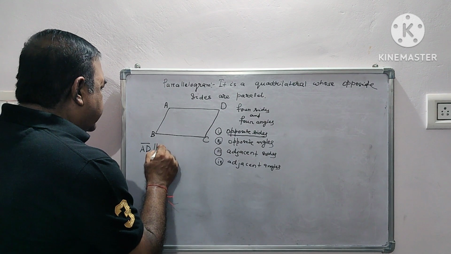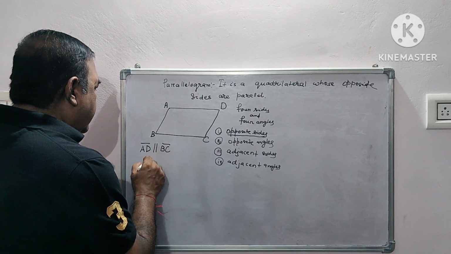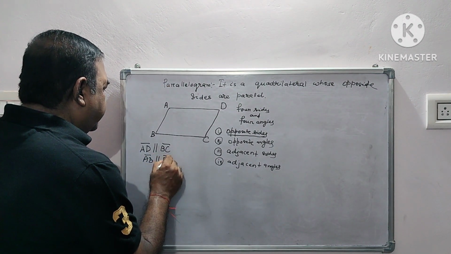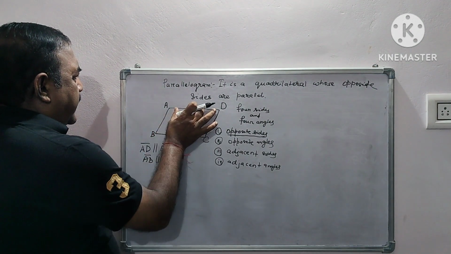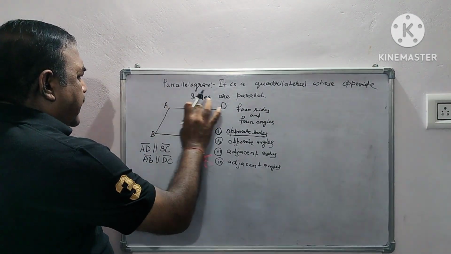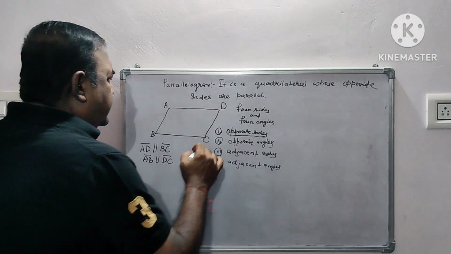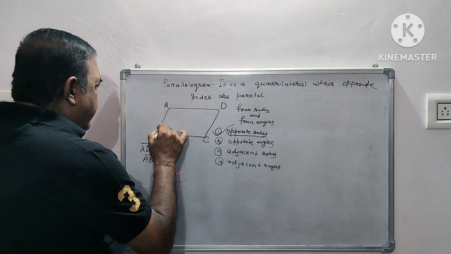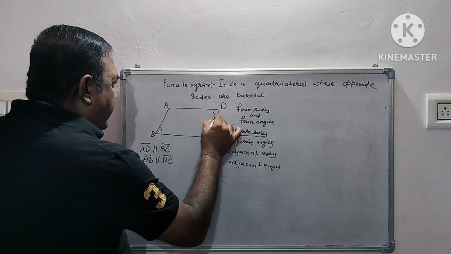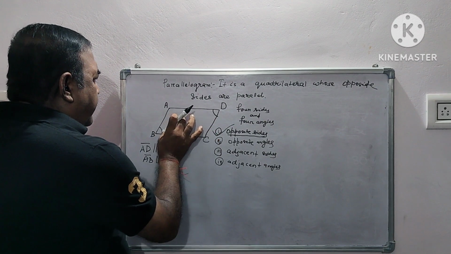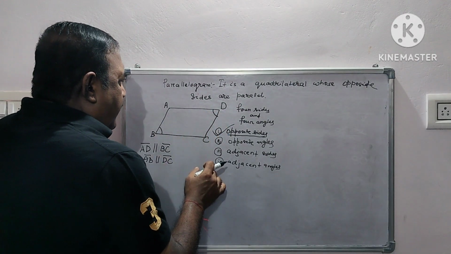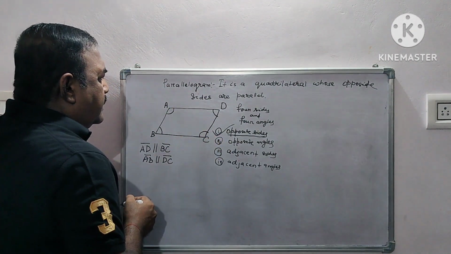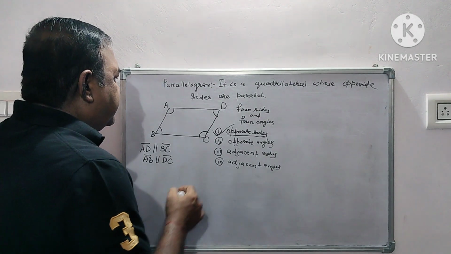AD is parallel to BC. AB is parallel to DC. So this is about the opposite sides. And opposite angles, you see, this angle is opposite to this angle. So angle B and angle D are a pair of opposite angles, and angle A and angle C. This is a pair of opposite angles.